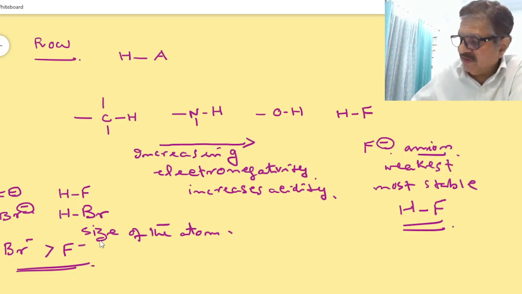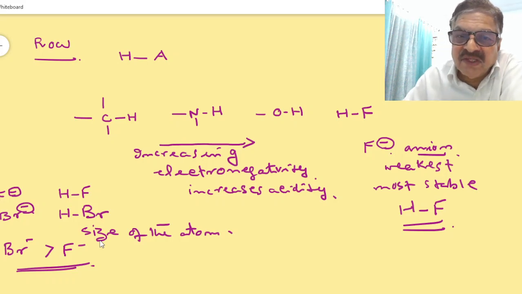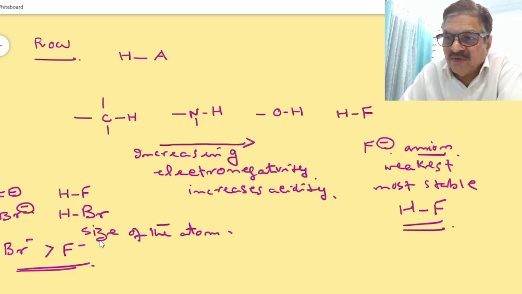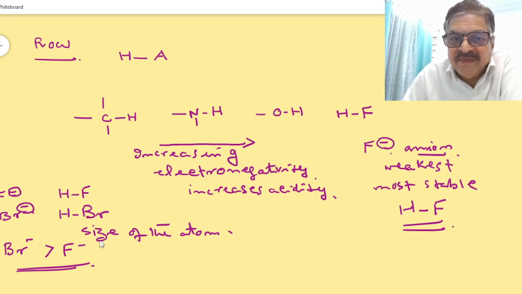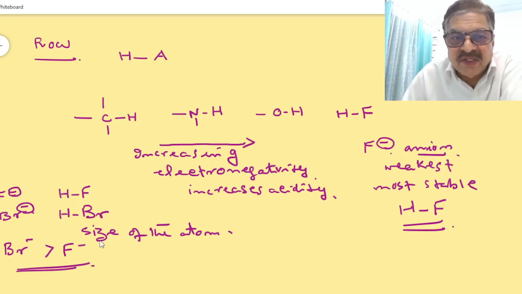Okay, so now generalizing, we can say the acidity of HA increases left to right across a row of the periodic table. Across the row, since the electronegativity increases, increasing electronegativity increases the acidity. Now down the column of the periodic table, the size of the atom or the ion, that is the atomic radii, increases, and therefore the charge, the electron density, is spread over a larger area. So the anion is getting stabilized here.